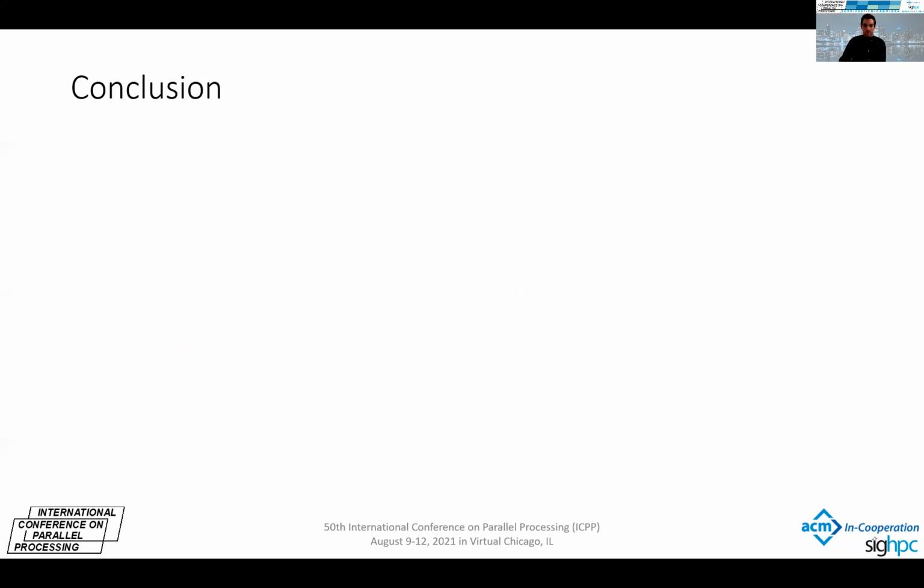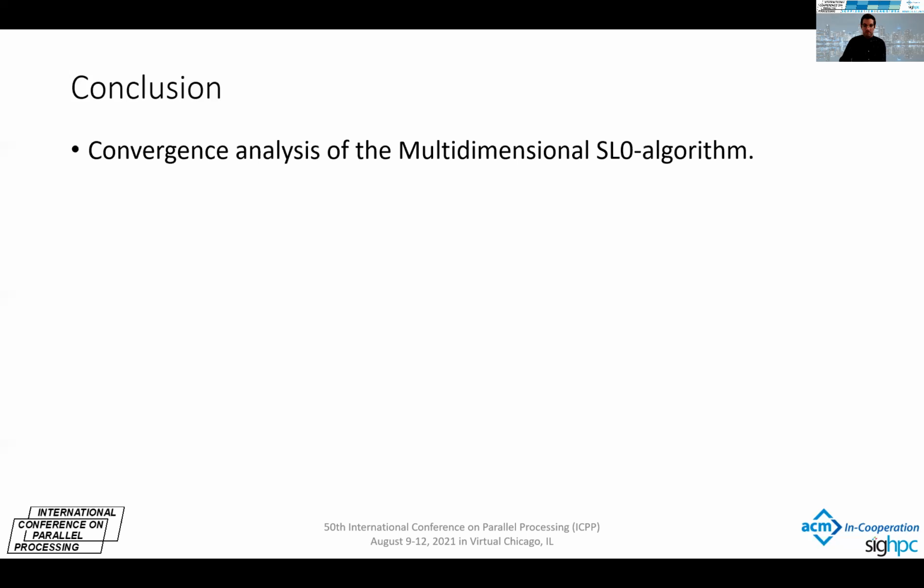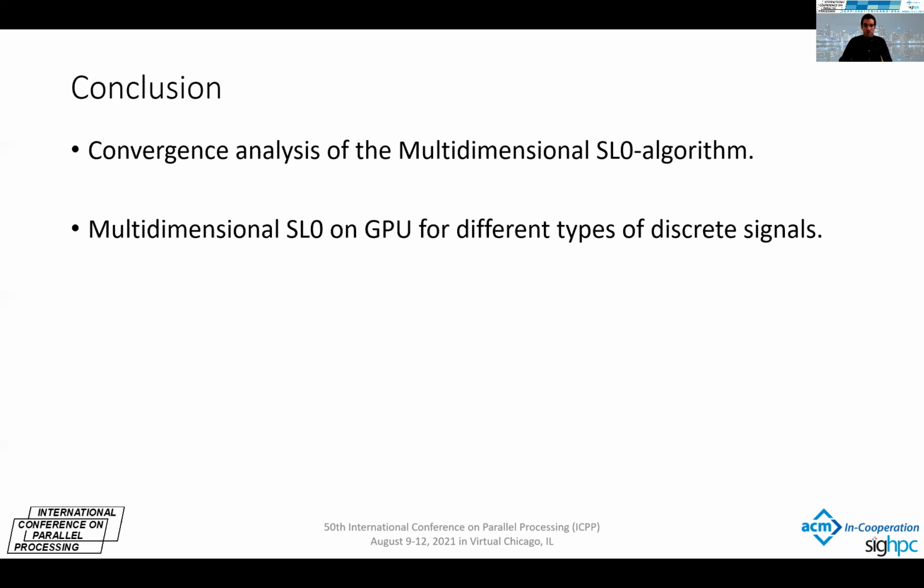As a conclusion for this paper, we have done a convergence analysis of the multidimensional SL0 algorithm. This is to guarantee that we achieve a sparse solution under certain conditions. We also present an implementation of the multidimensional SL0 algorithm on the GPU, which computes the algorithm in a parallel batch-wise fashion.